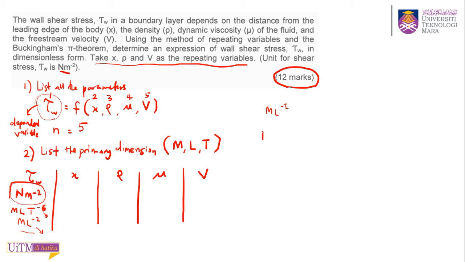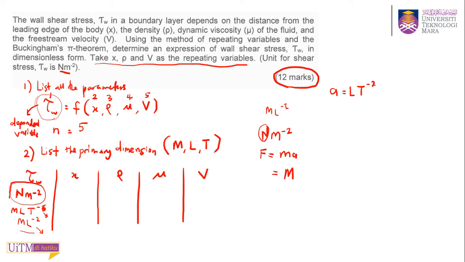Okay, the unit of tau is Newton meter minus 2, right? Because it gives it to you here, Newton meter minus 2. So what is Newton? Newton is the unit for what? Force. Okay, force. And what is force? MA. And what is MA? M is the mass. A is acceleration. And what is the primary dimension for acceleration? Acceleration is LT negative 2.